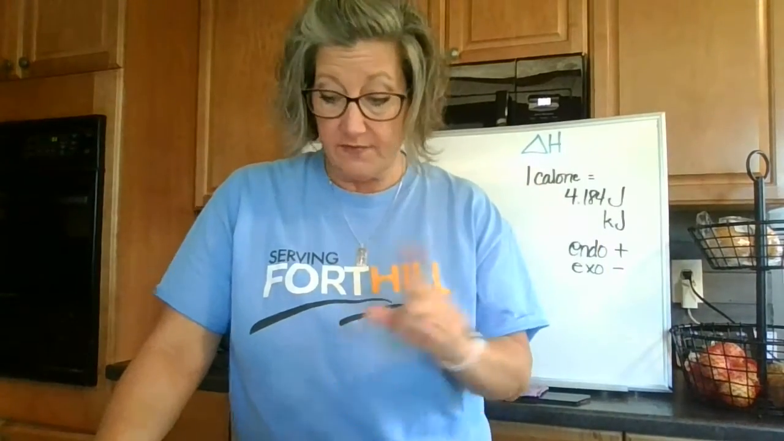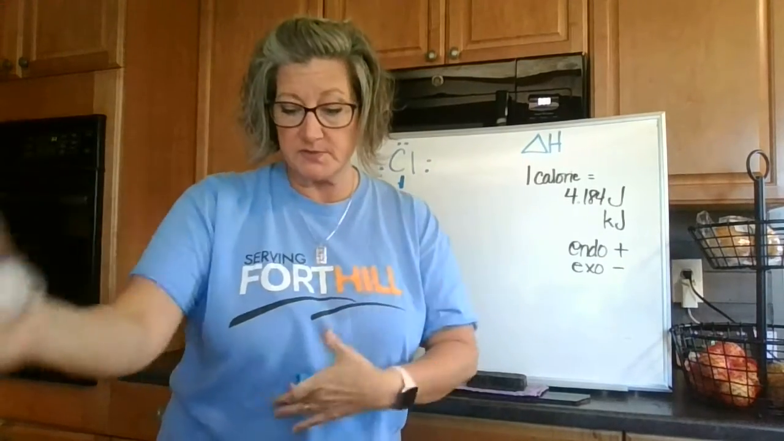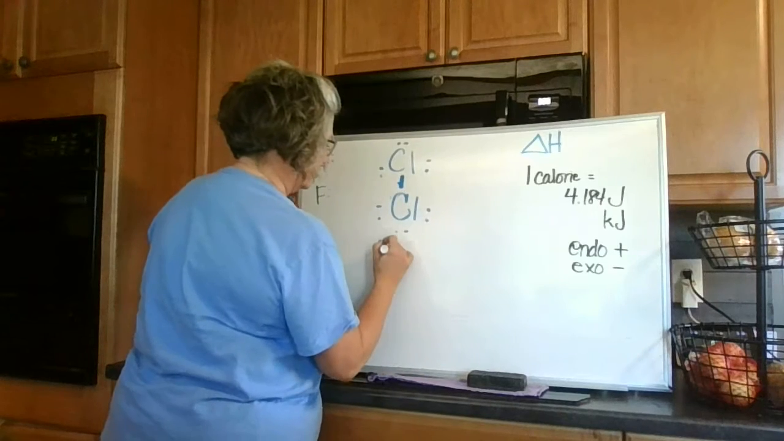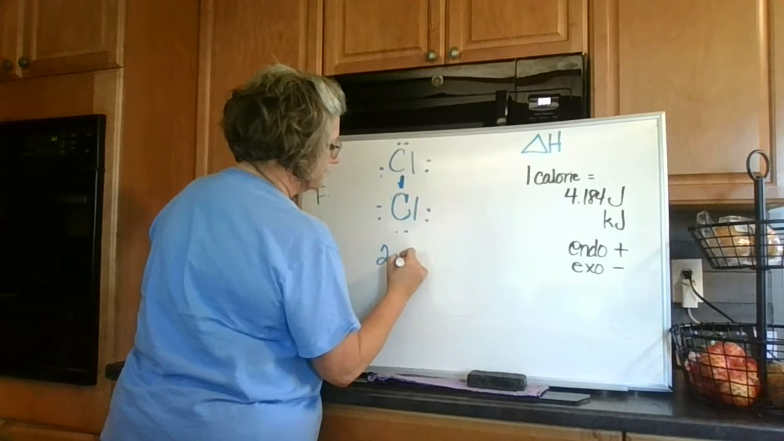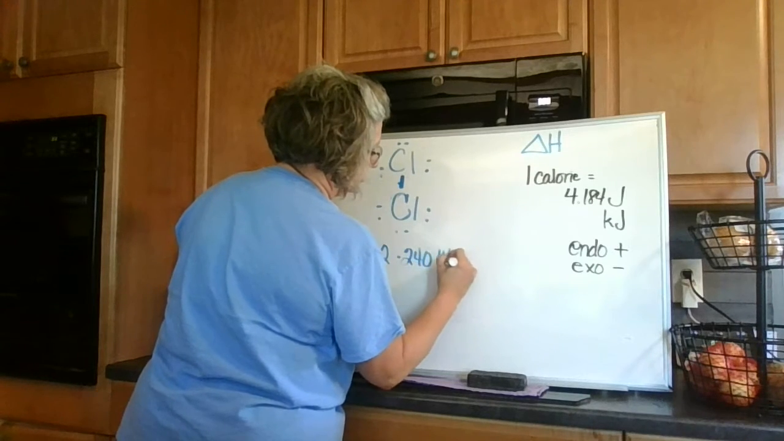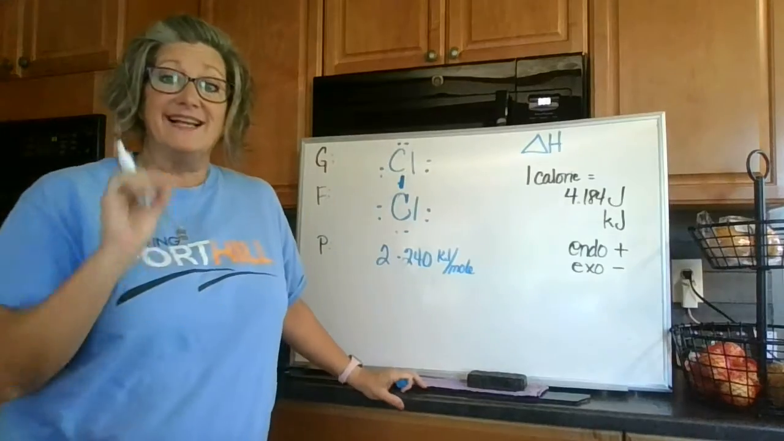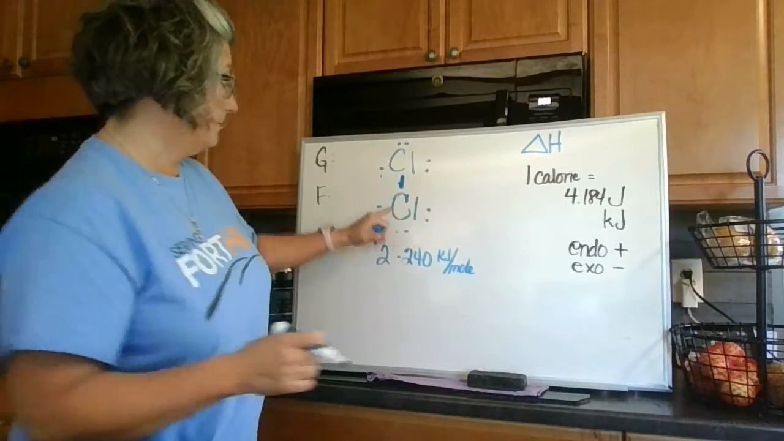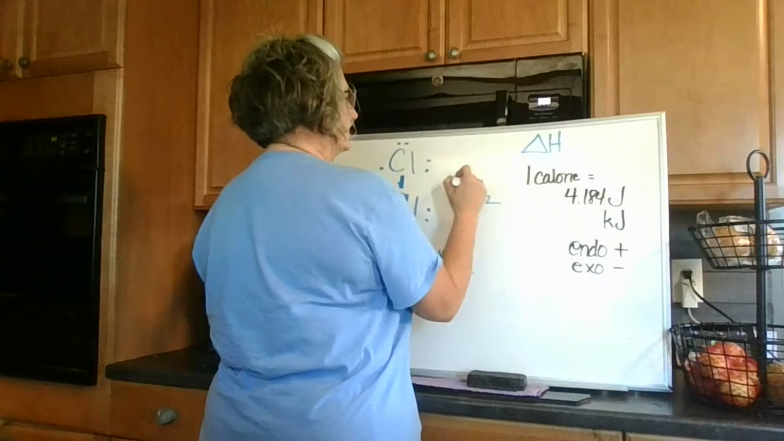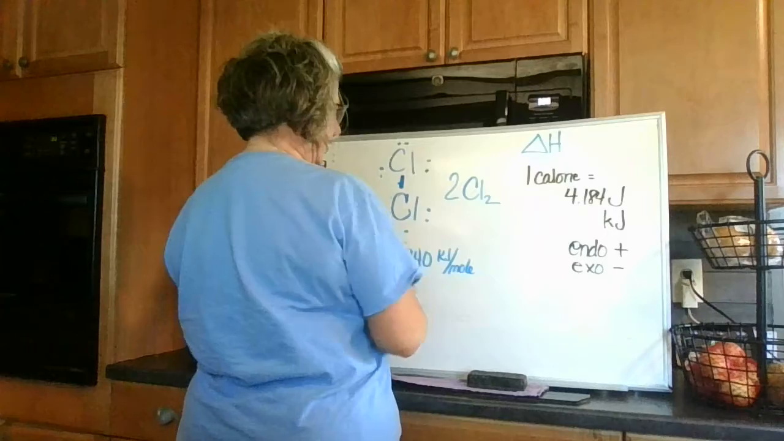So that would be written when we're writing out these problems we're getting ready to do next. This is how you're going to write them. You're going to write 2 times 240 kilojoules per mole. Okay? That's how you're going to do it because up here, remember, it was Cl2, but there was 2. So the 2 is going to carry down.